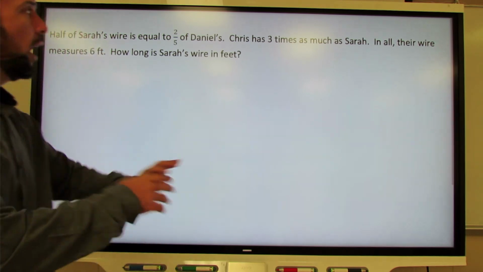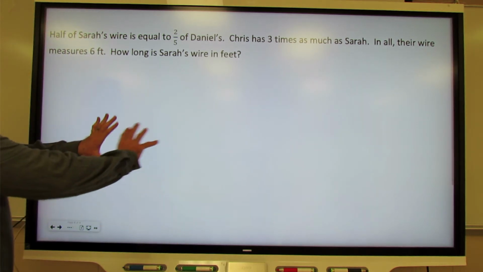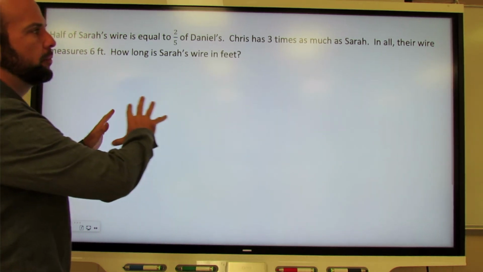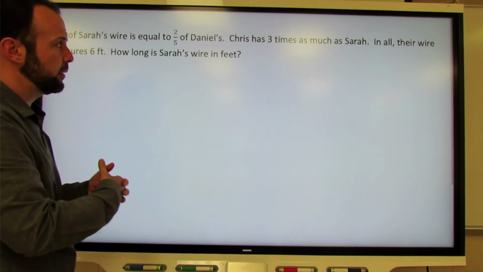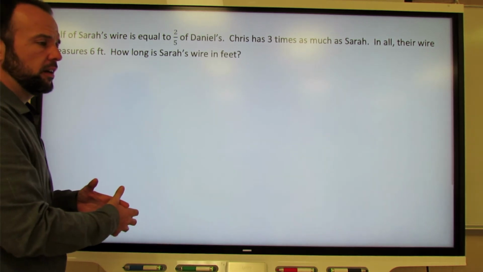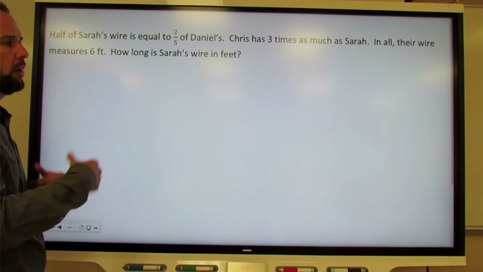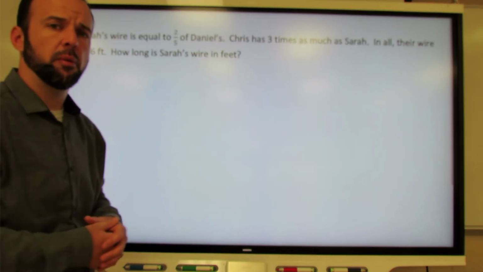So we got to map this out. I want you guys to take some time first and try to map out what their wire lengths would look like, using boxes, using those tape diagrams, whatever you need. Map that out, and then we'll come back and take a look at it together, see what we got.